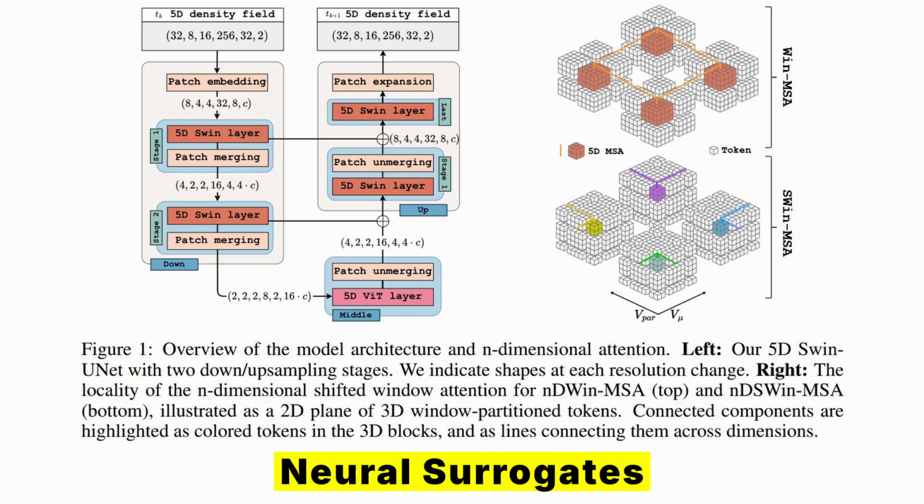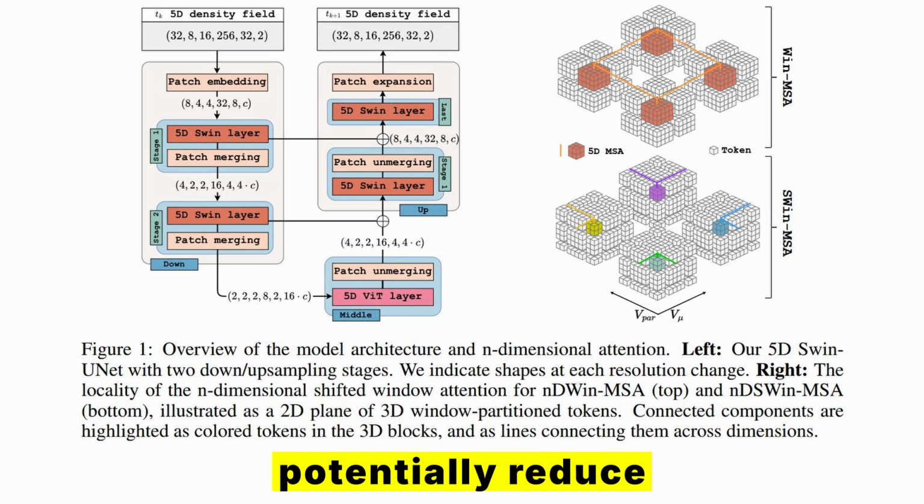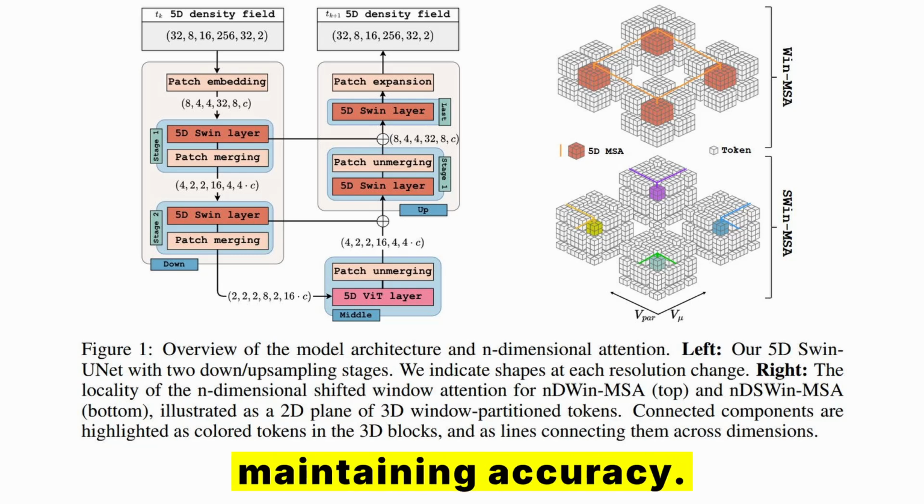Neural surrogates. To address this challenge, the authors propose using neural surrogates, which are deep learning models that can approximate the behavior of complex systems. Neural surrogates have been successfully used in various scientific domains, including weather forecasting, protein folding, and material design. In the context of plasma physics, neural surrogates can potentially reduce the computational cost of gyrokinetic simulations while maintaining accuracy.